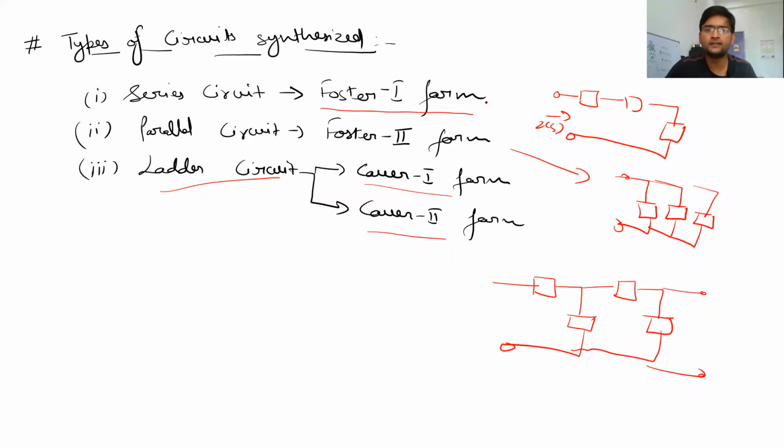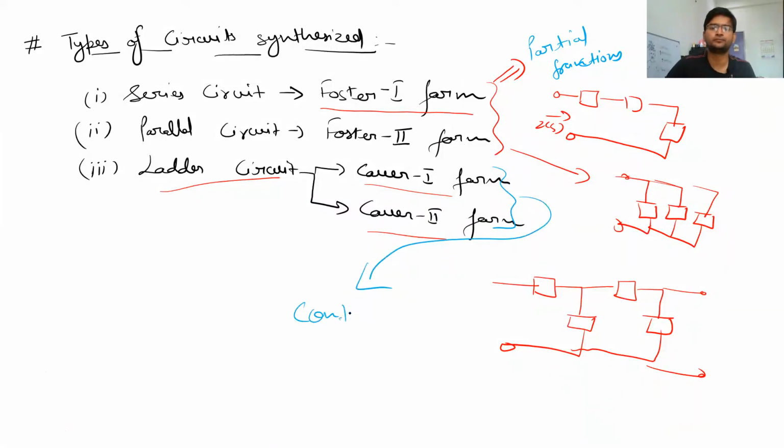So how do we get these forms? The Foster forms, either Foster 1 or Foster 2, you will get by using the partial fraction method. So we will be doing partial fractions on our network functions to find these Foster 1 and Foster 2 forms, and we will be doing a method called continued fraction, through which we will get the Cauer form of circuits, right? So continued fraction and partial fraction. We will be seeing these later.